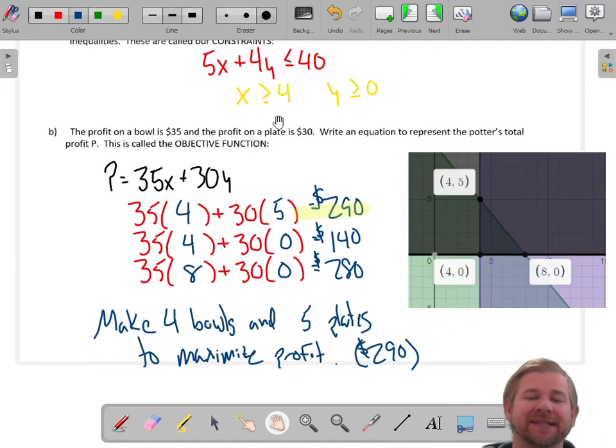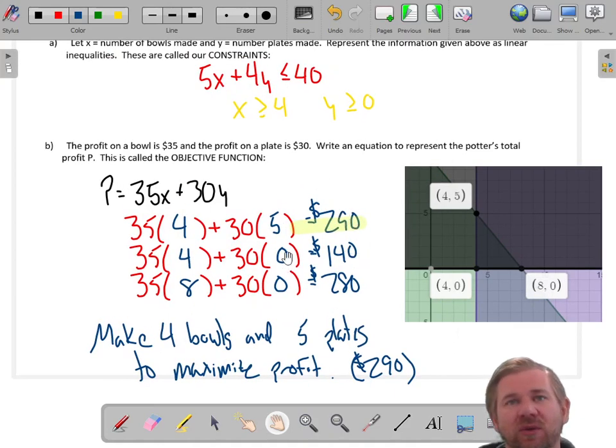Okay, so if you think any business, you're going to have some constraints. You don't have infinite of anything. So you have to consider, how do I play this game so that I maximize profit? In this case, make 4 bowls and 5 plates, and you will make $290.